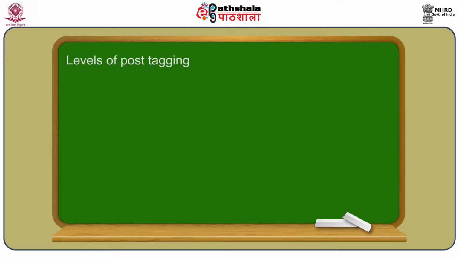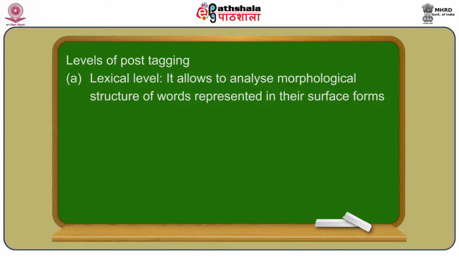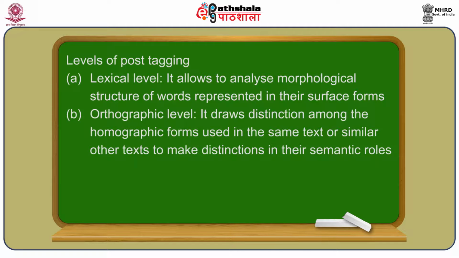We call it first the lexical level. This allows us to analyze the morphological structure of words represented in their surface forms. So the morphological structure of the word is one input, which is also required for POS tagging. Then orthographic level information is also required.